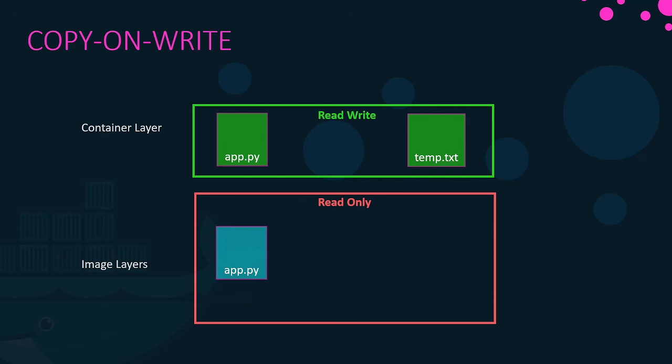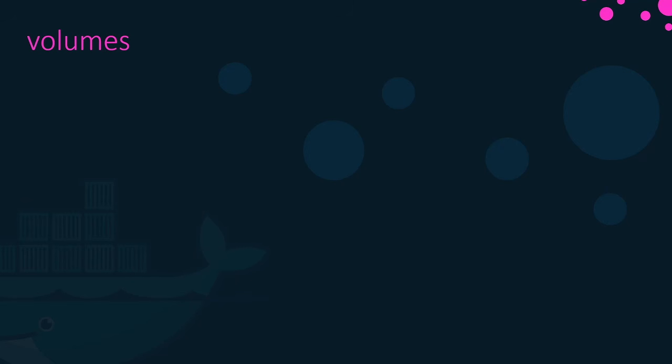All of the data that was stored in the container layer also gets deleted. The change we made to the app.py and the new temp file we created will also get removed. So what if we wish to persist this data? For example, if we were working with a database and we would like to preserve the data created by the container, we could add a persistent volume to the container.